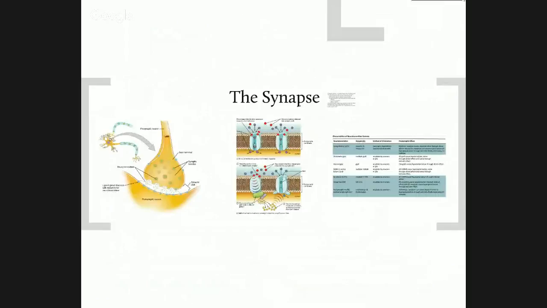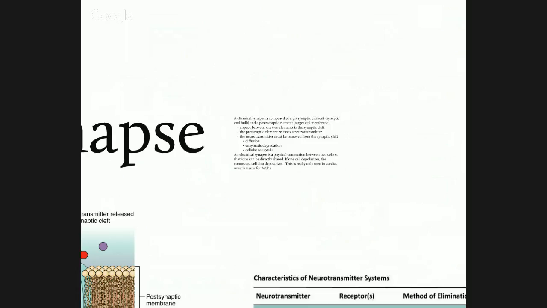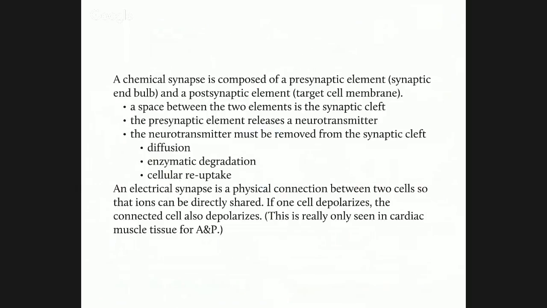So the last part of this is dealing with the synapse. We hadn't gotten to any of this yet, right? There are actually two types of synapses: chemical synapses and electrical synapses. We're just going to talk about chemical synapses here, where a neurotransmitter is released from one cell onto the next cell.